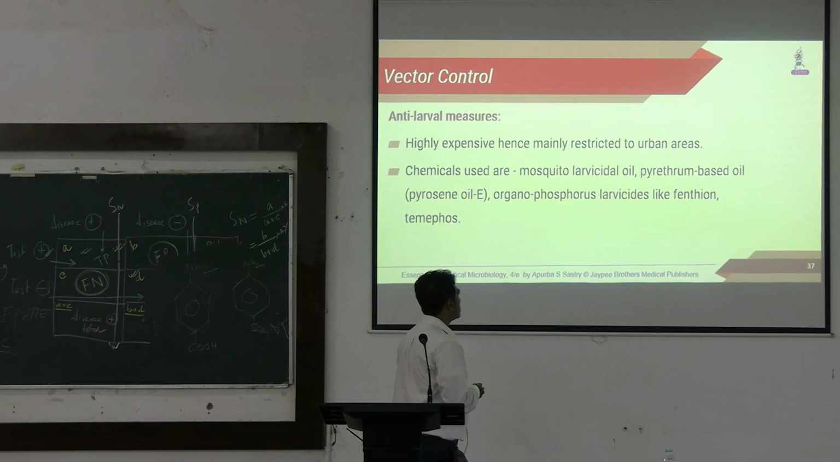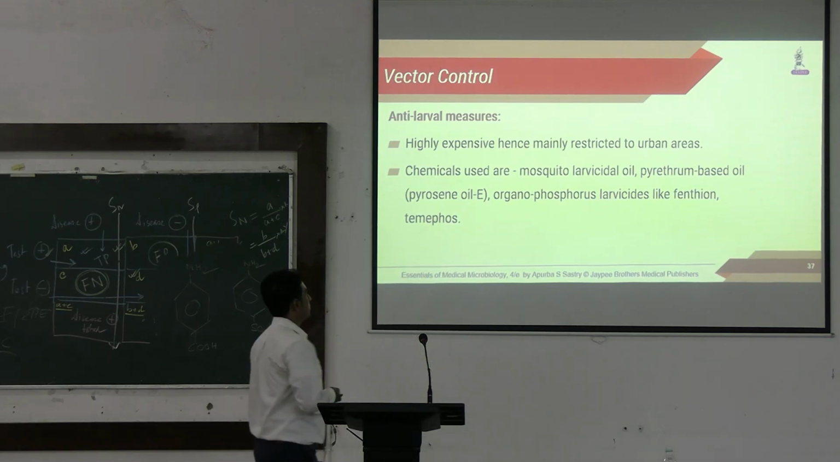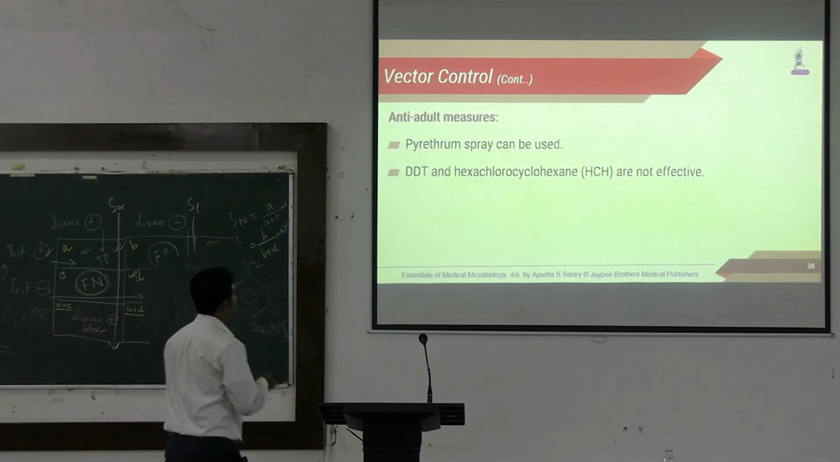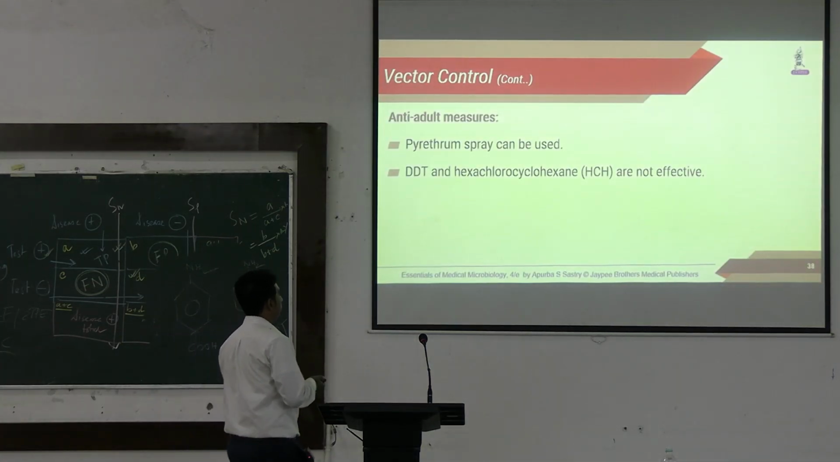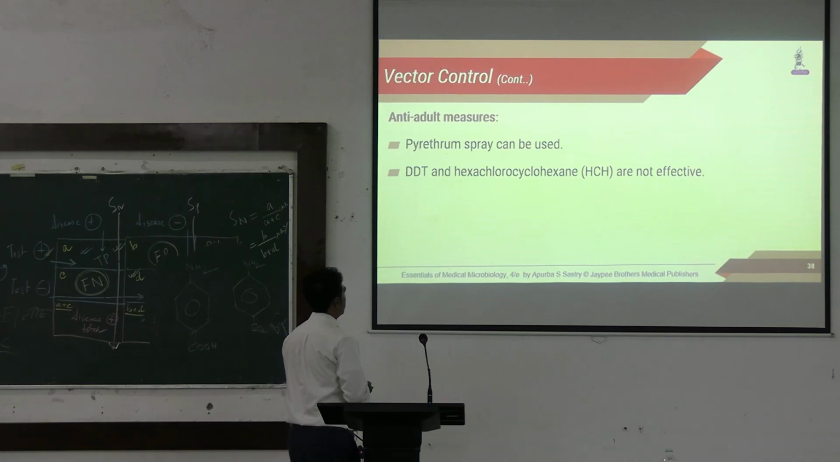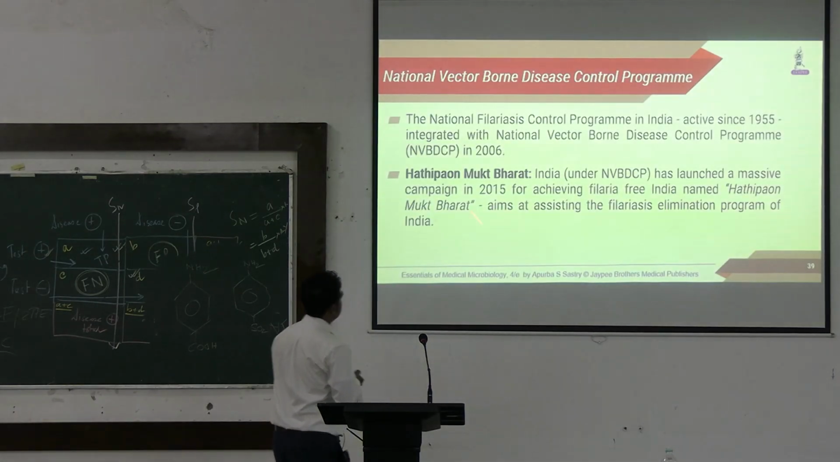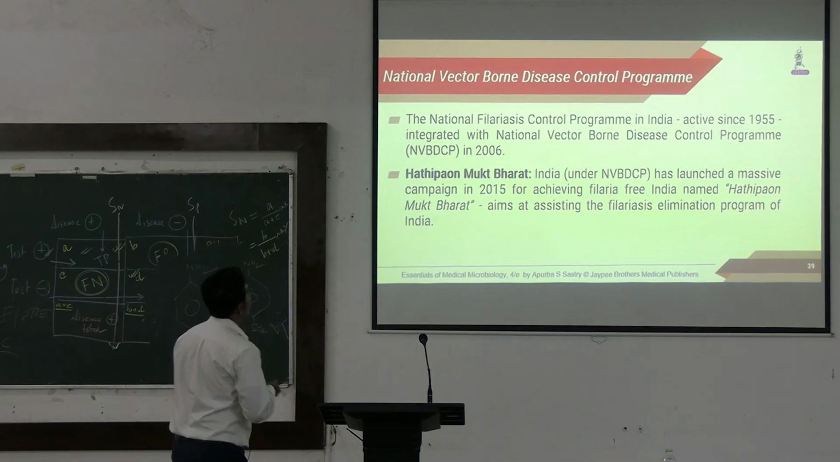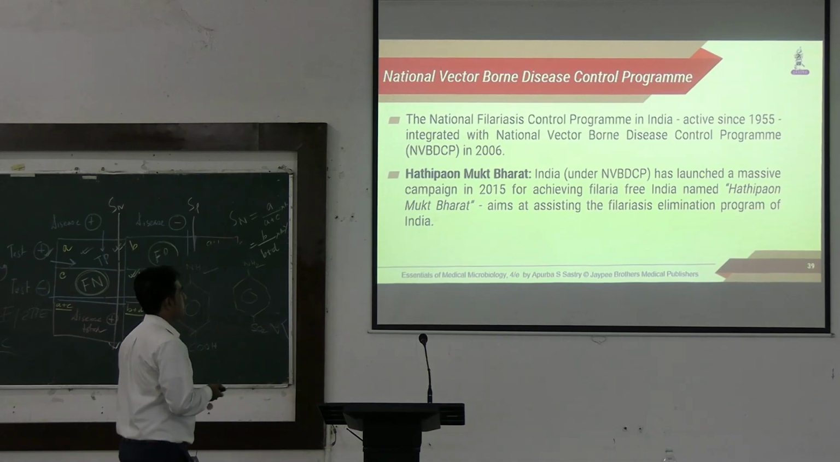Chemicals like mosquito larvicidal oil, pyrethrum-based oil or organophosphorus larvicides like fenthion and temephos are used. And anti-adult measures, pyrethrum spray or DDT, are not effective. The National Filariasis Control Program in India has been active since 1955. This was integrated with the National Vector-Borne Disease Control Program in 2006.